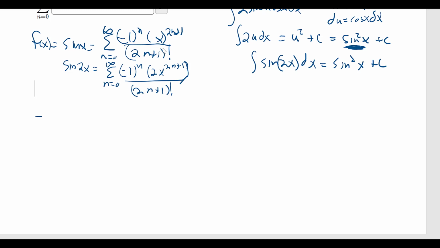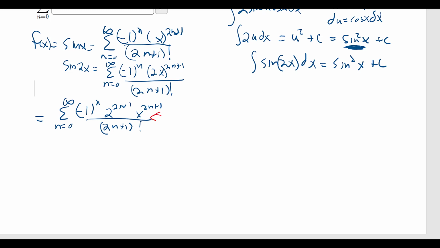And let's manipulate this a little bit. So we'll have the sum as n goes from 0 to infinity of negative 1 to the n, 2 to the 2n, oh, let's see, there's a typo there. This should be 2 to the 2n plus 1, x to the 2n plus 1, over 2n plus 1 factorial. Now we're going to integrate this, and the only term we really have to worry about integrating is this x term. So all the other stuff is just a coefficient.